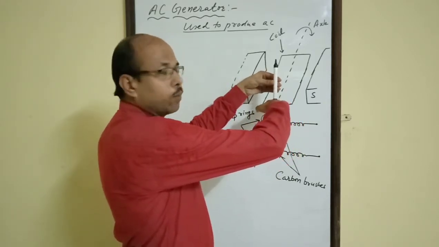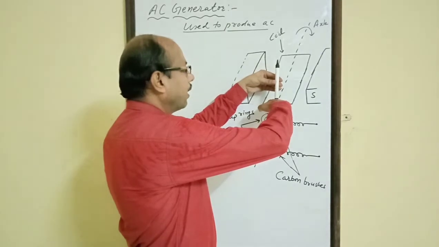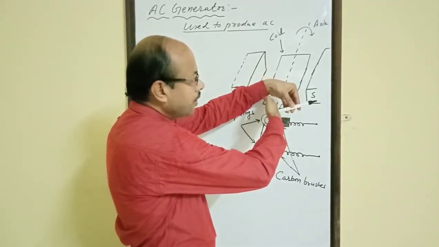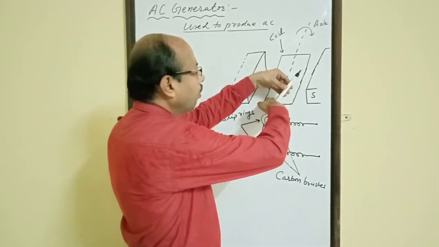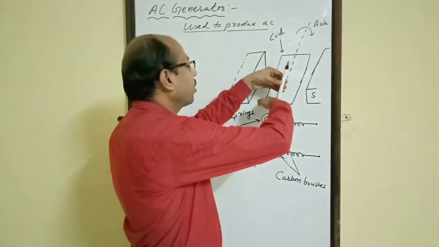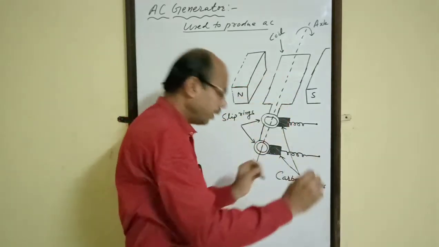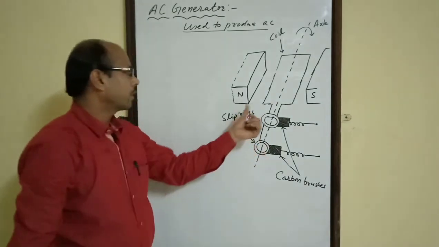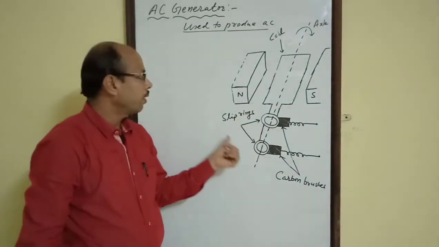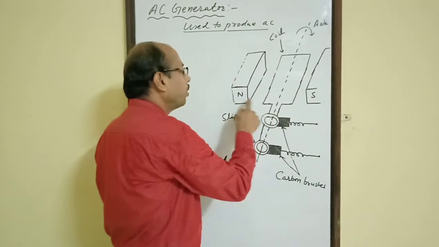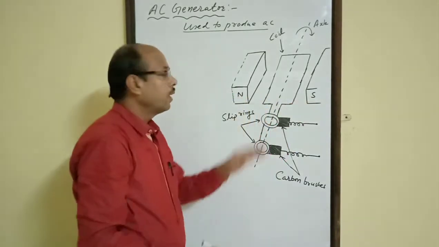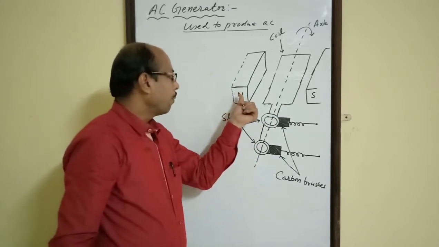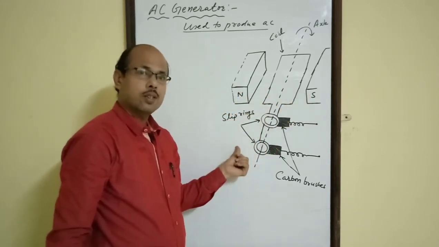This is the area vector of the coil. You can easily understand, as the coil rotates, the area vector will also rotate. But the magnetic field is uniform and constant. It means the angle between the magnetic field and the area vector changes.